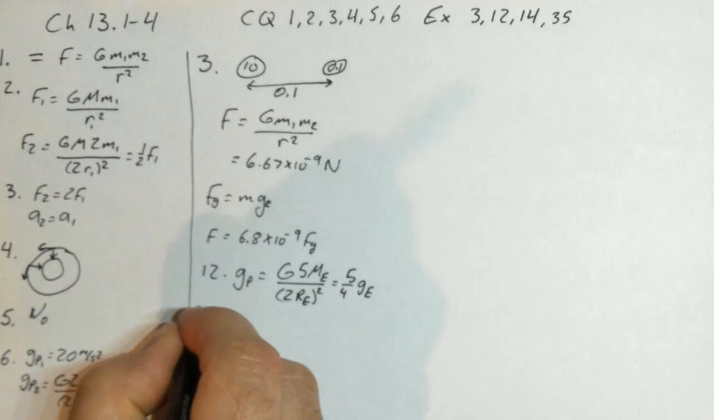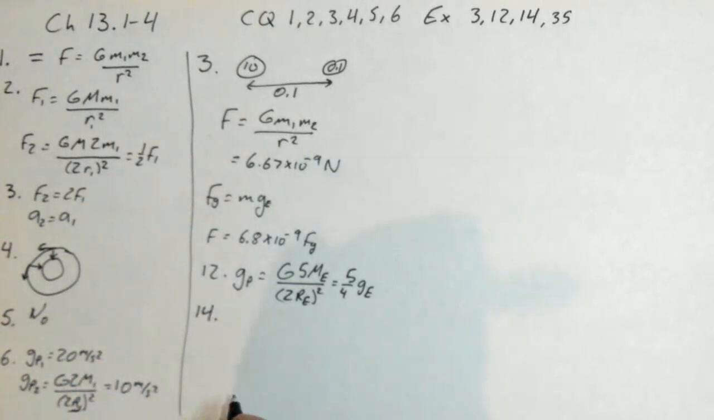Okay, moving on, number 14. Here we have planet Z with a given radius, and we know its free fall acceleration. It's 8, so it's similar to the Earth, a little bit smaller than the Earth. What's the mass of planet Z?